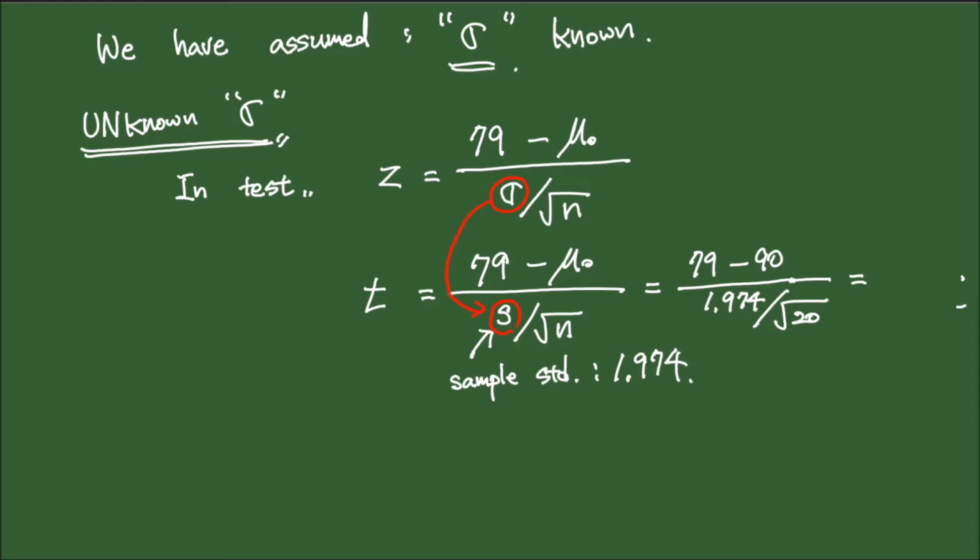Okay, let me do the calculation. So we have 79 minus 90 divided by 1.974 over square root of 20, which is negative 24.92.